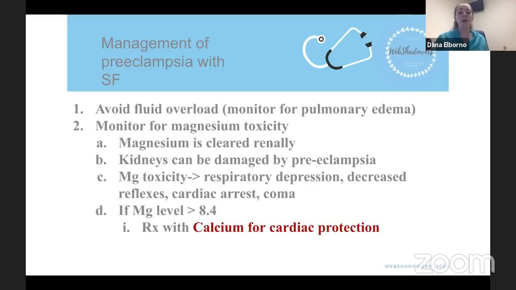So one of the things that we do frequently when we have moms on magnesium is we're going around evaluating their reflexes, listening to their lungs, looking at their oxygen saturation, seeing their level of mentation, or do they have a normal mental status or is it altered? And then we would check a magnesium level if we find any of those things to be true. And if the magnesium level is elevated, we'd obviously stop the infusion and we could give them calcium as a one-time dose for cardiac protection to prevent a cardiac arrest from magnesium toxicity as their body is clearing out the mag.